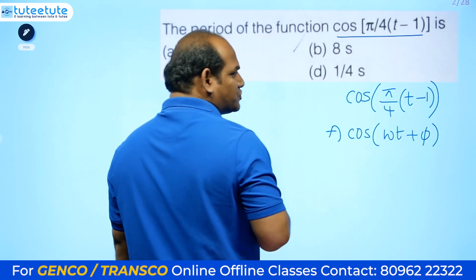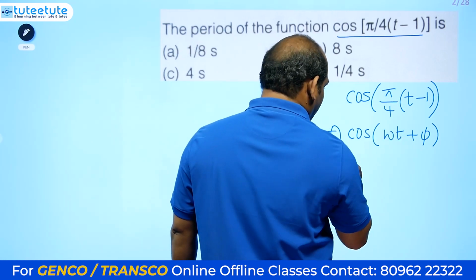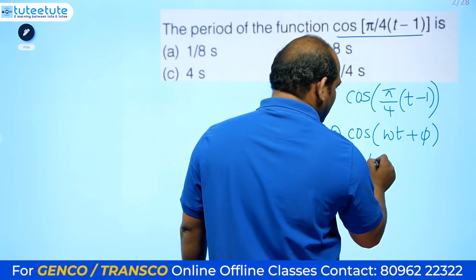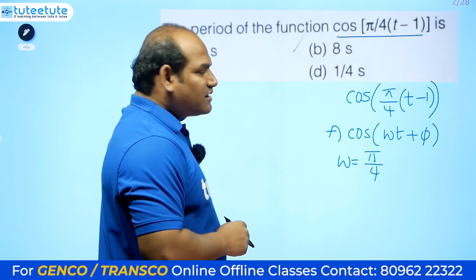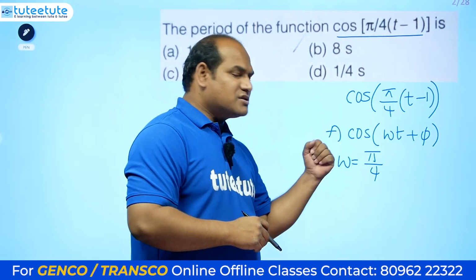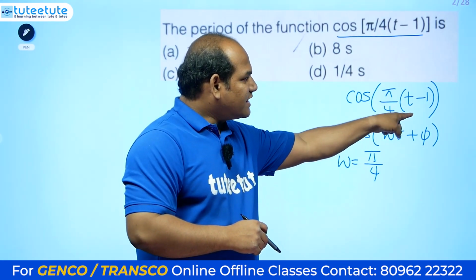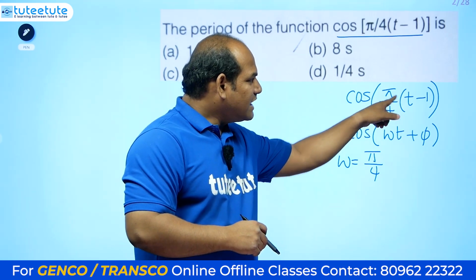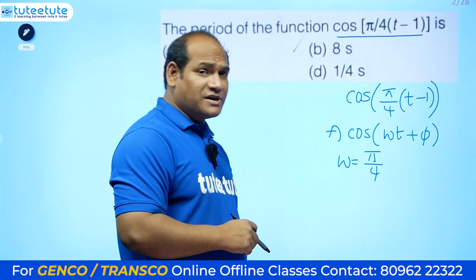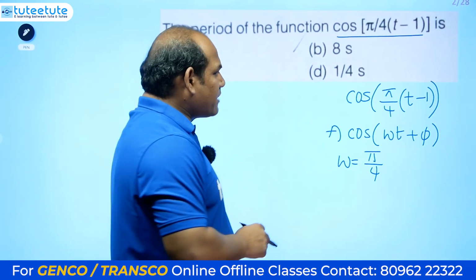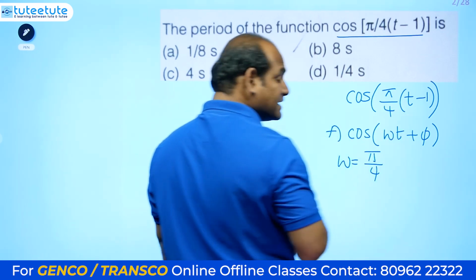By comparing these two, we can understand that omega is equal to pi by 4. I am writing only the necessary things because time period is not related to amplitude and phase, so I am not concentrating on those two. If you multiply this pi by 4 inside, you will get pi by 4 into t minus pi by 4. So actually phase is equal to minus pi by 4 and amplitude A is equal to 1. But I am writing here only angular frequency, that is omega is equal to pi by 4 radians per second.